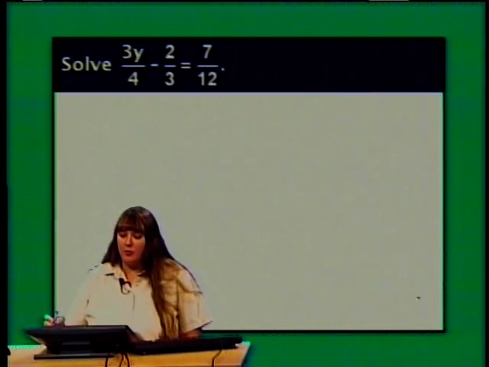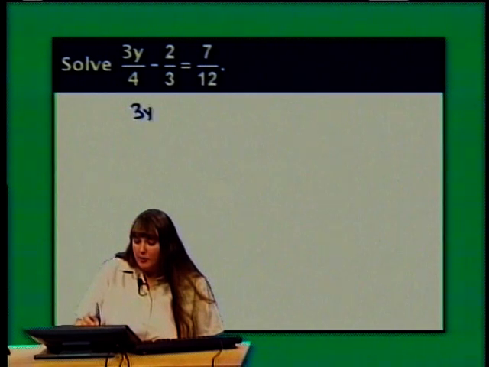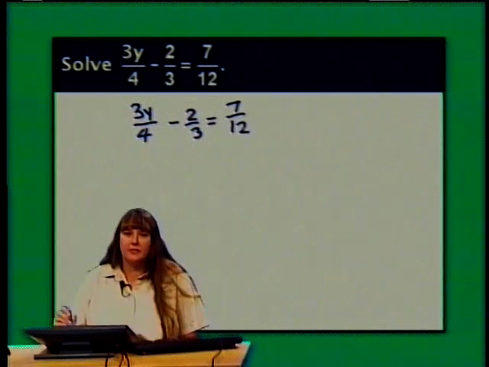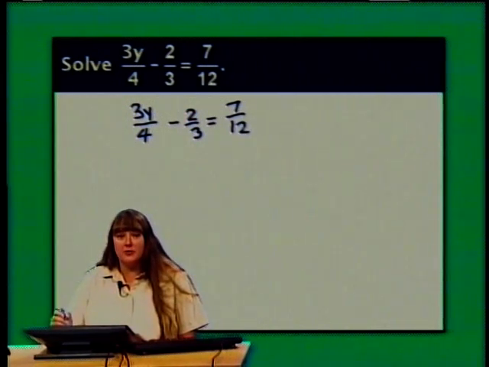Here's another problem with fractions. 3y over 4 minus 2/3 equals 7/12. Now I have 3 different denominators: 4, 3, and 12. I want to find the least common multiple of these denominators. Well, since 4 and 3 both divide evenly into 12, 12 is my least common multiple.